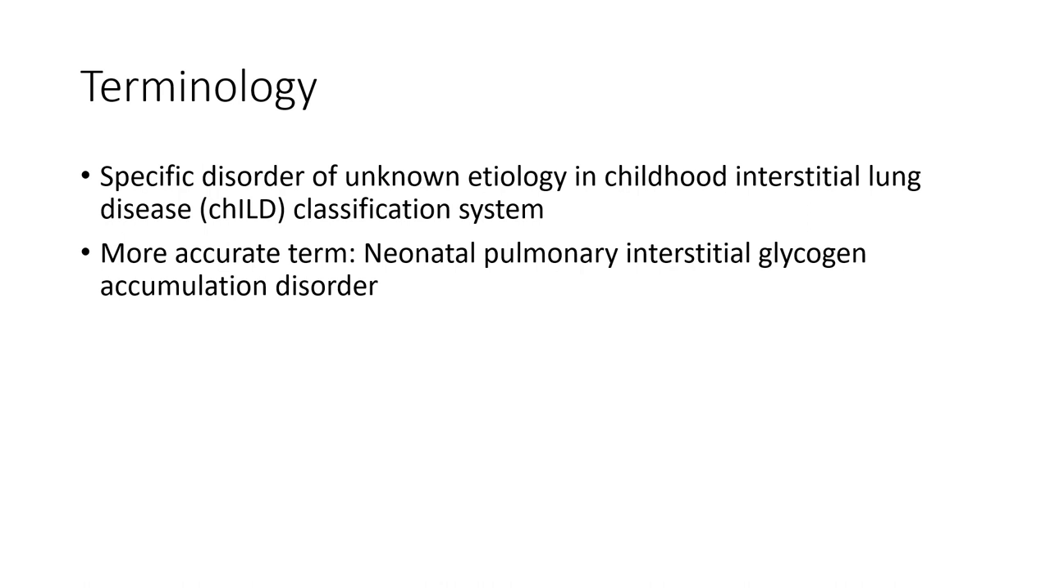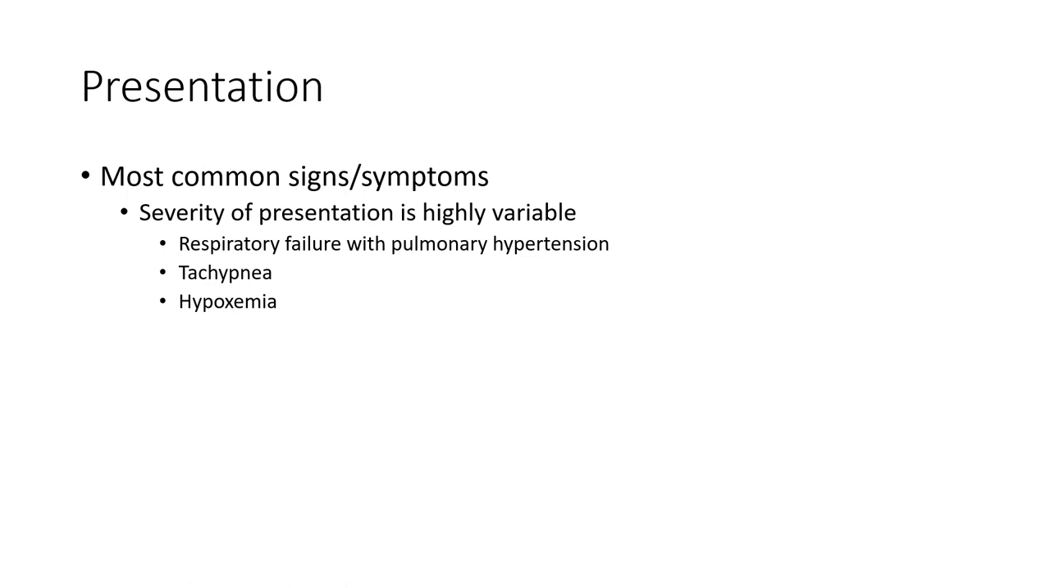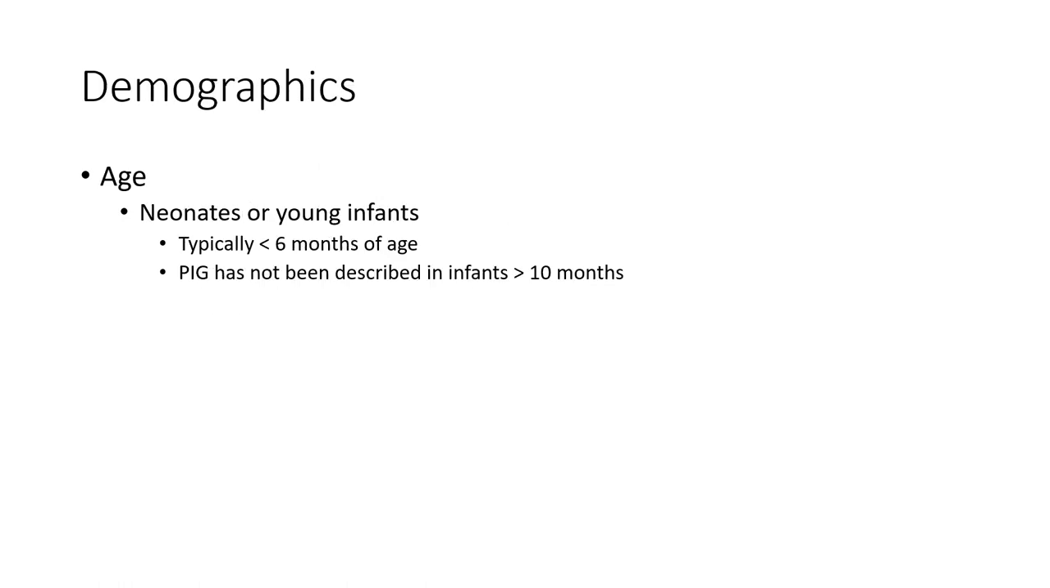A more accurate term is neonatal pulmonary interstitial glycogen accumulation disorder. Most common signs and symptoms: severity of presentation is highly variable. Respiratory failure with pulmonary hypertension, tachypnea, hypoxemia.